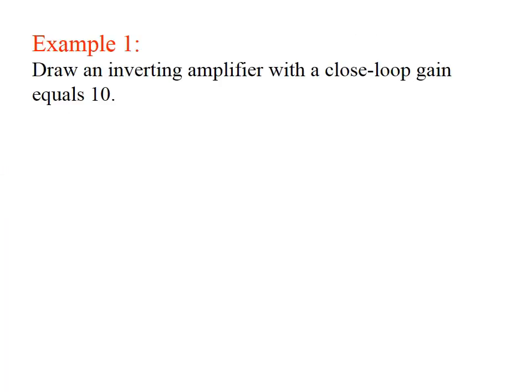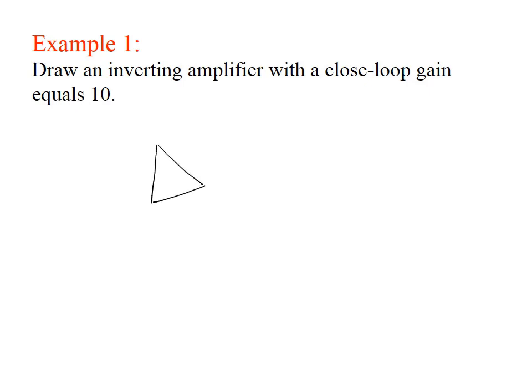Okay, let's go through some examples in this session. Remember, we are only going to have 2 examples, and I recommend that you go through the other examples in the textbook, chapter 18. So example 1: draw an inverting amplifier with a closed loop gain equal to 10. So basically you need to draw the inverting amplifier. So let's draw this inverting amplifier.